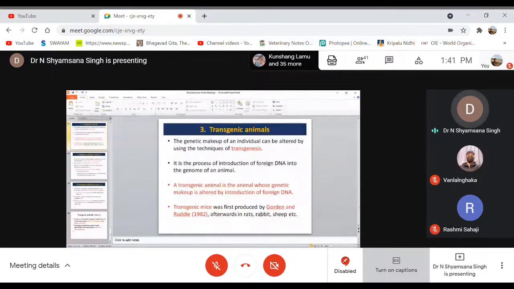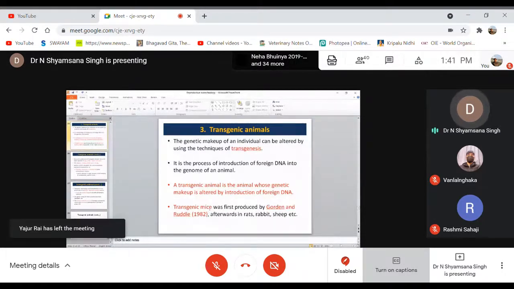People are working on this aspect. Then coming to the transgenic animals here, you may be having some idea what these transgenic animals are. The genetic makeup or genotype of an individual can be altered by techniques of transgenesis. That is a process of introduction of a gene or a DNA segment of our interest into some other individuals. The individual which receives the genetic material from some other source, that is known as foreign DNA, those individuals are known as transgenic animals.